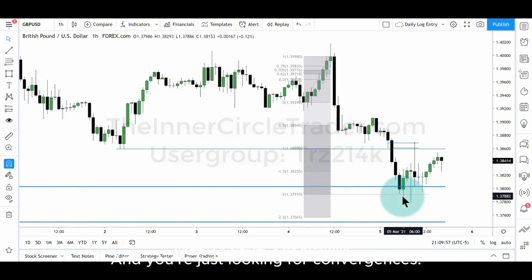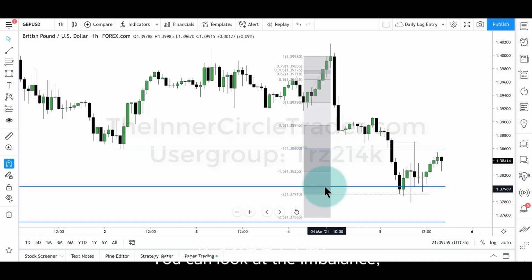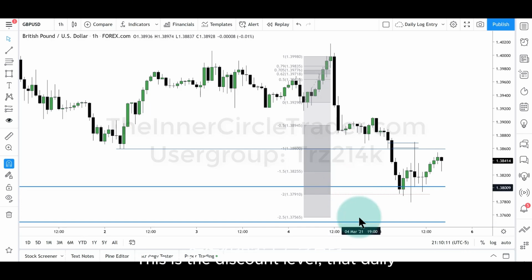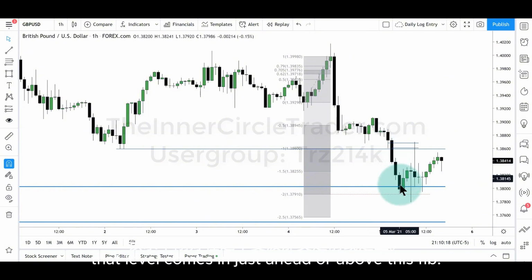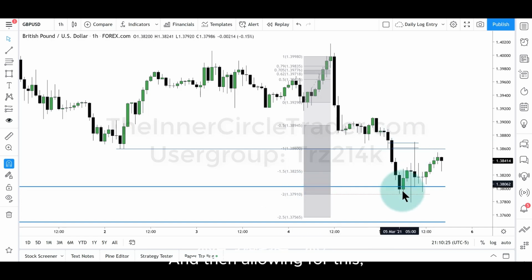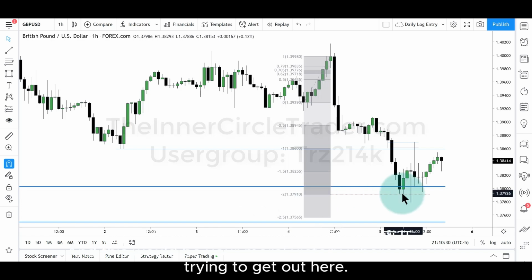And you're just looking for convergences. You can look at the imbalance, which was that buy side imbalance, sell side inefficiency in the form of a fair value gap on the daily chart. That's what these levels are. This is the premium level, this is the discount level, that daily buy side imbalance, sell side inefficiency, or fair value gap. So that level comes in just ahead or above this fib. That could have been your target, and then allowing for price to reach into it. And this would be your moral victory, whereas you're trying to get out here.